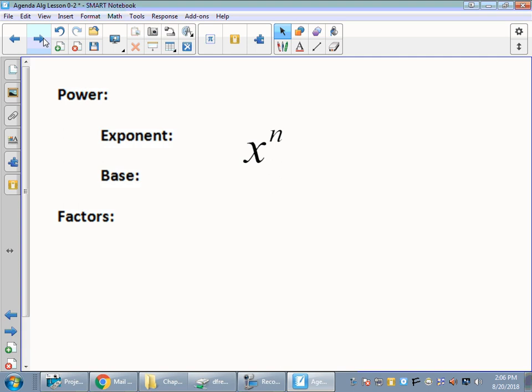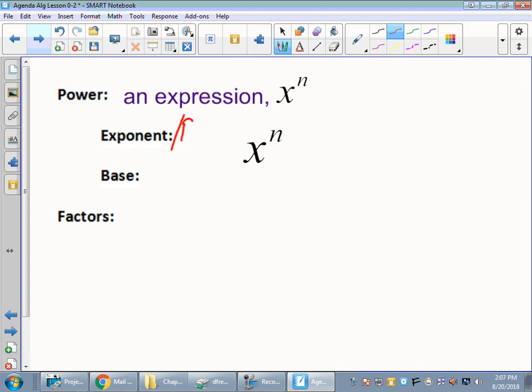Next we have the phrase power, or an exponent. Basically what that is, it's an expression. So we've got x to the nth power. We don't know the numbers for them, but just like that example we just gave, x squared or x cubed or whatever it is, the x squared we gave you would be the expression. So the exponent here, or sometimes we use the word power.